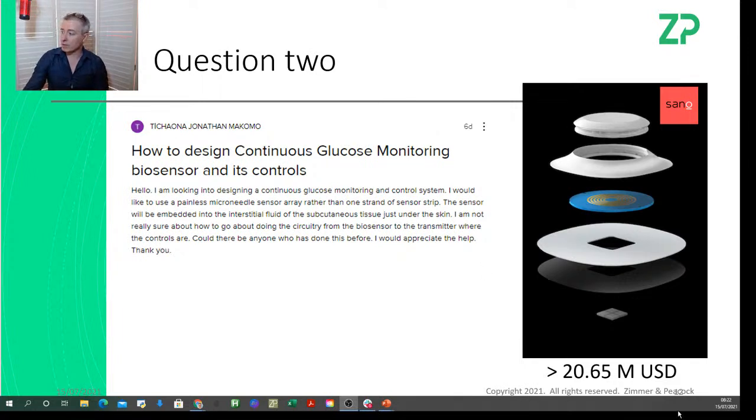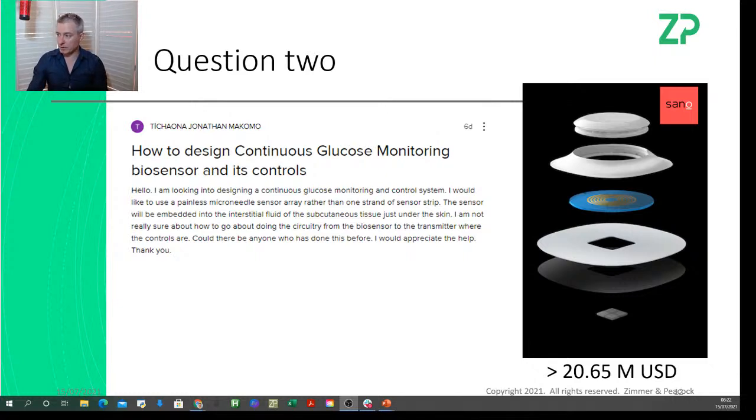I don't believe they've been successful, or the business has undergone several iterations, but they've raised something like $20.65 million US. So they were making a wearable CGM sensor using microneedles, and they spent $20.65 million US doing this.